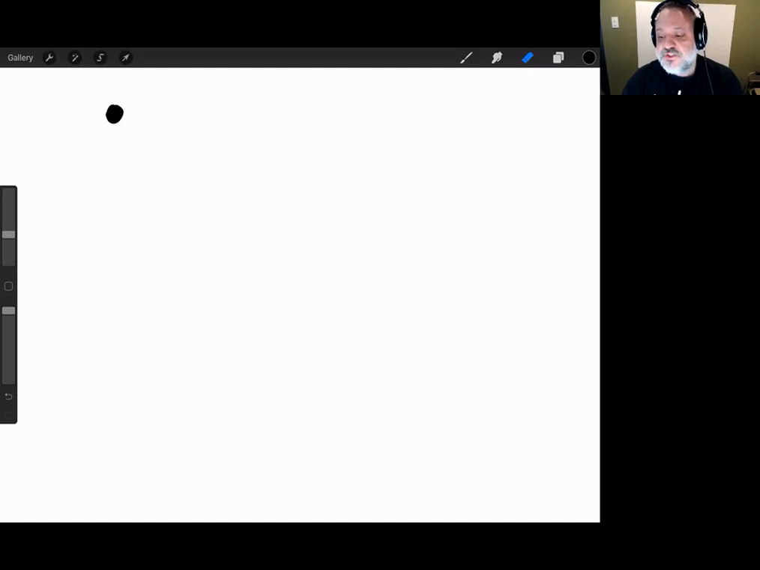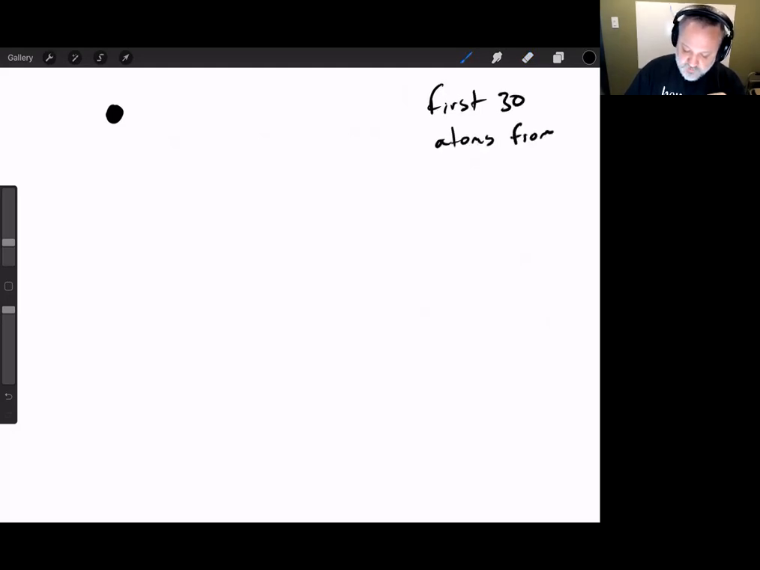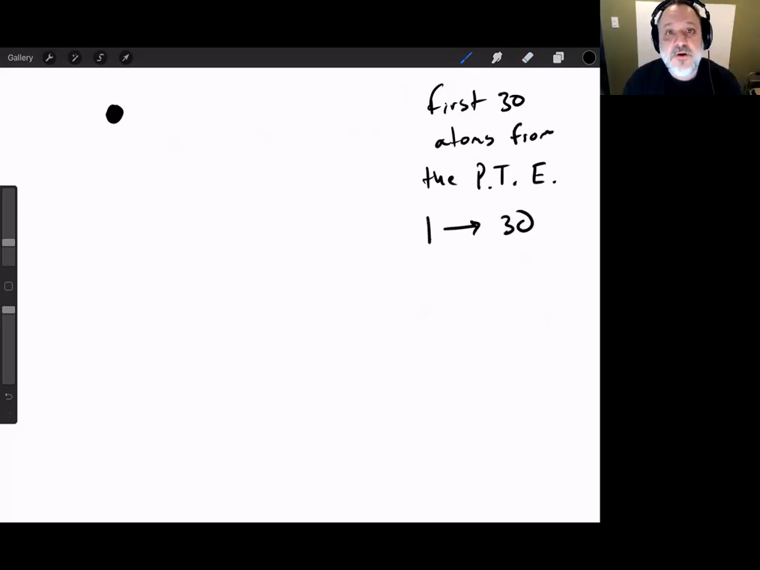So the question is, are you going to give us the 30 that you want us to know? So when I say the first 30 atoms from the periodic table of elements, I want numbers 1 through 30, and they're numbered on the periodic table. So go to the periodic table, find the numbering scheme, and know the first 30.